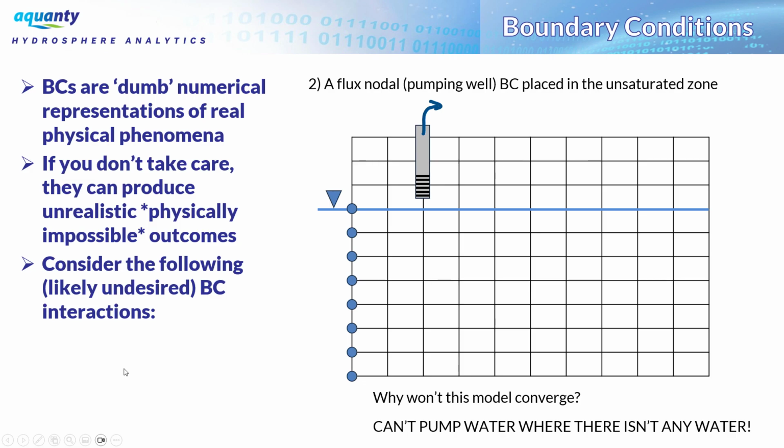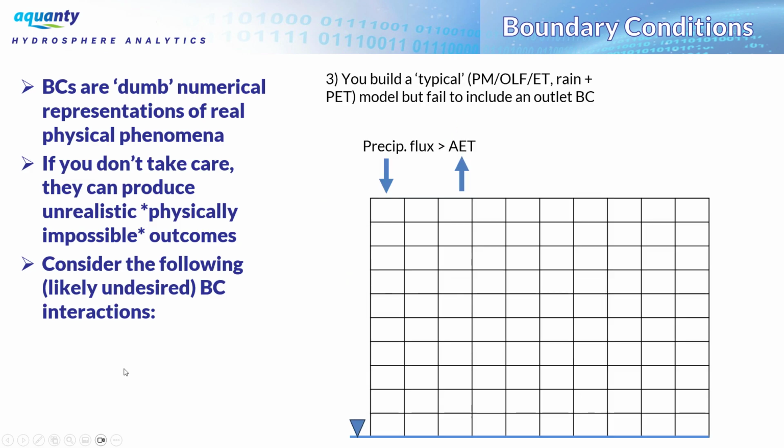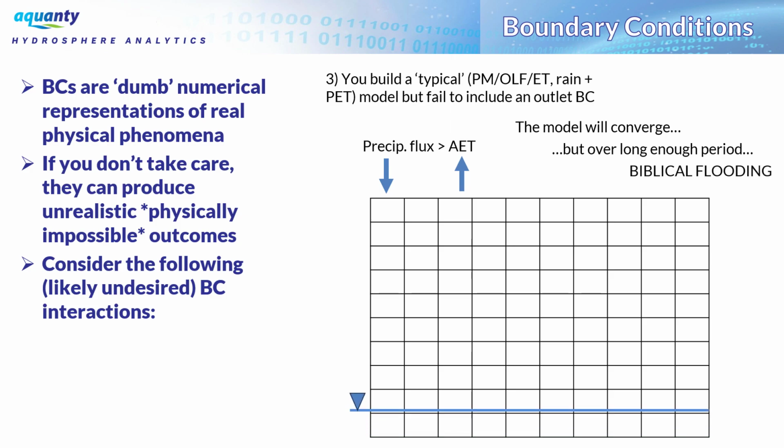What if we were to build a model where we have rain flowing into the model and evapotranspiration leaving the model, but they're not perfectly balanced, and maybe the precipitation is greater than the actual evapotranspiration, and you forget to include an outlet for flow, for example, a critical depth boundary condition in the surface domain? Well, in this case, the model would likely converge, but if you were to let the model run over a long enough period, the water balance would be out of whack, and you would end up seeing just an ever increasing water level, basically recreating a biblical flooding condition.